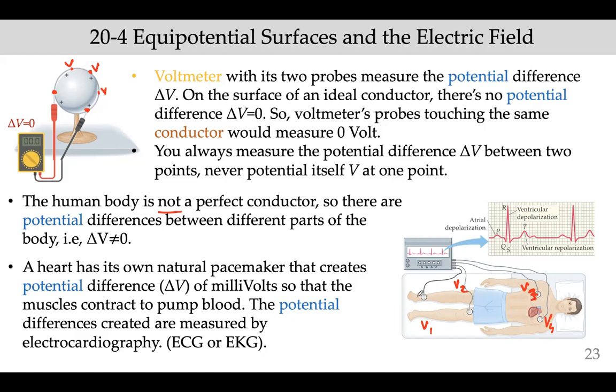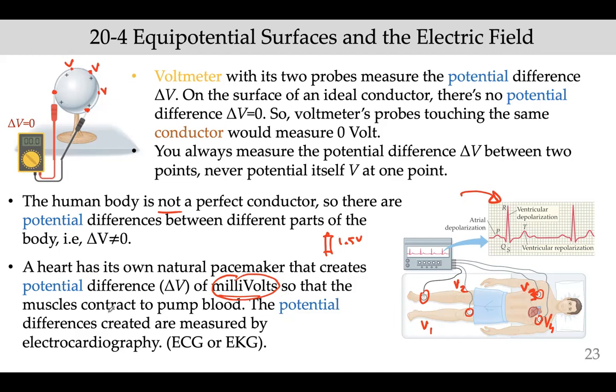And indeed, if you measure the potentials at different points on the body, you will get a non-zero signal. For example, the human heart has its own natural pacemaker that creates potential differences on the order of millivolts when the heart is working. Remember, a typical battery is 1.5 volts. So it's about 1,000 times smaller than the battery.